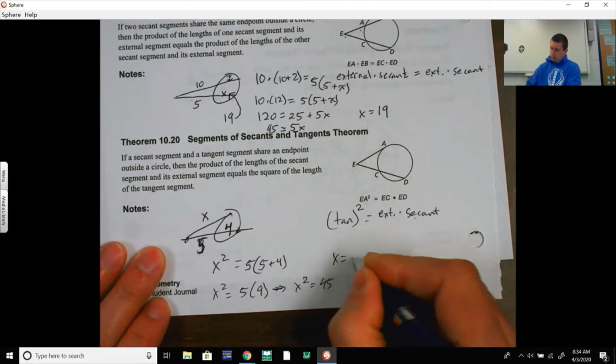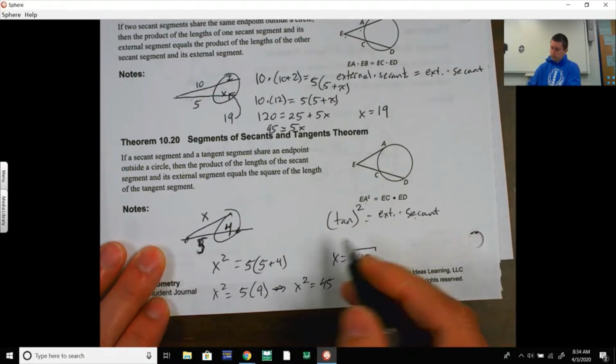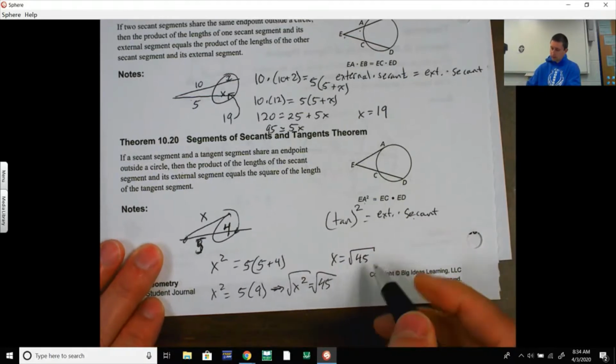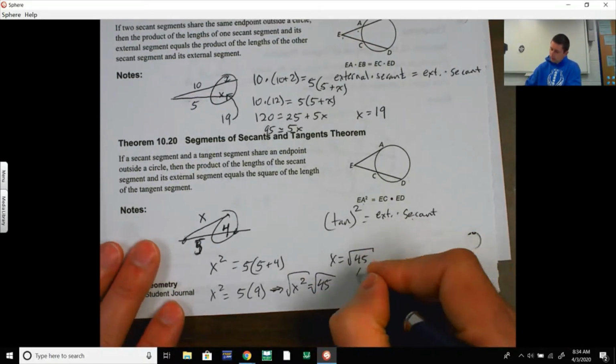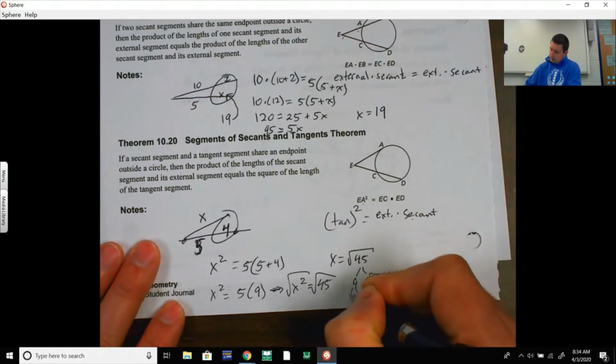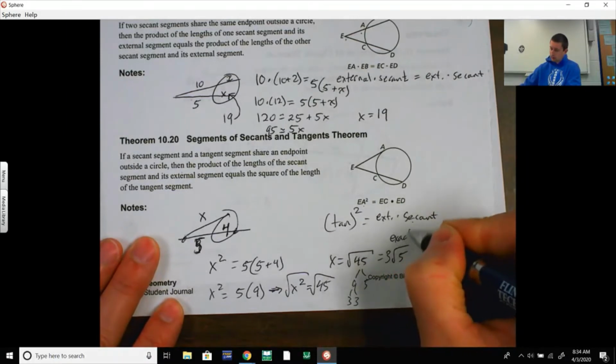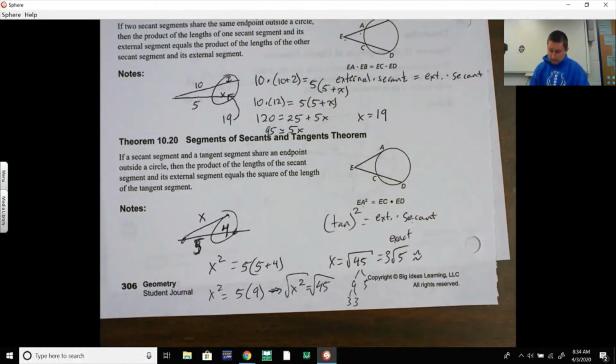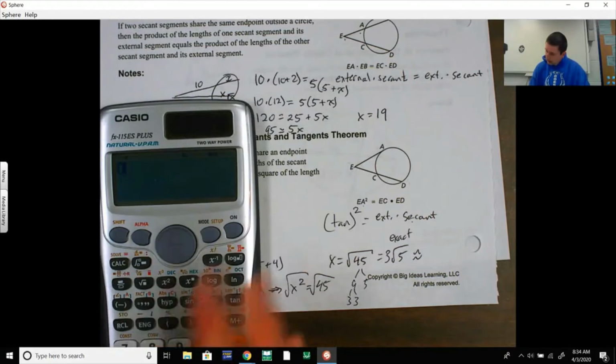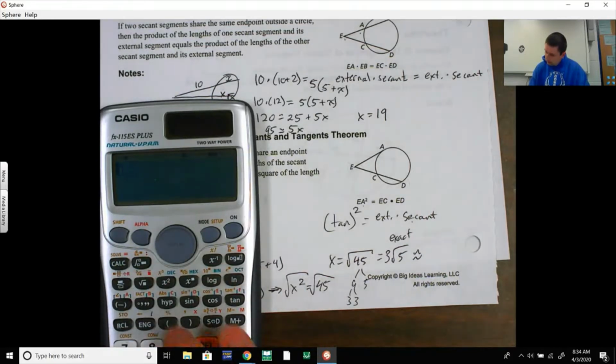X is going to be the square root of 45. So if you have an x squared, to cancel off the x squared, you square root both sides. Square root of 45, if you break it down, that's 9 and 5. That's going to be a pair of 3. So that's 3 root 5 if they want the exact answer. I think more than likely they will want an approximate. All of these will be exact. You won't have approximate yet. So the square root of 45, 3 root 5, it's about 6.7.